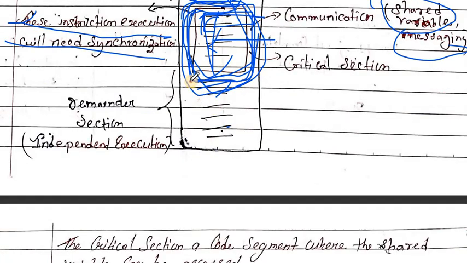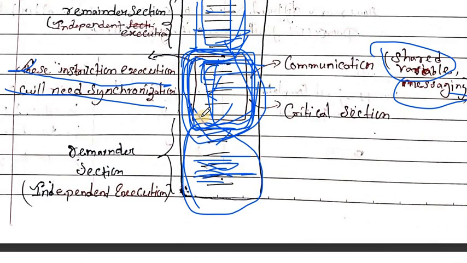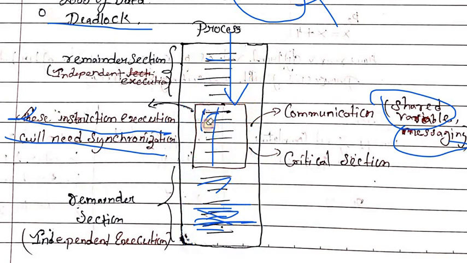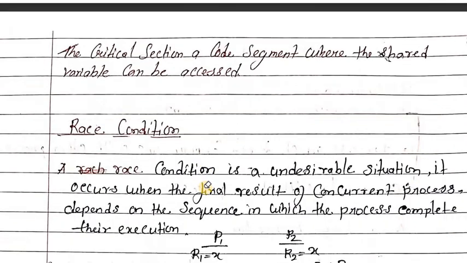Okay, and after this, this is also independent code. Here there is no need for interference from other processes, so this can be executed by the CPU independently. But this part of the code needs communication with other processes, so it needs synchronization, and this part we call the critical section, because here we need synchronization.